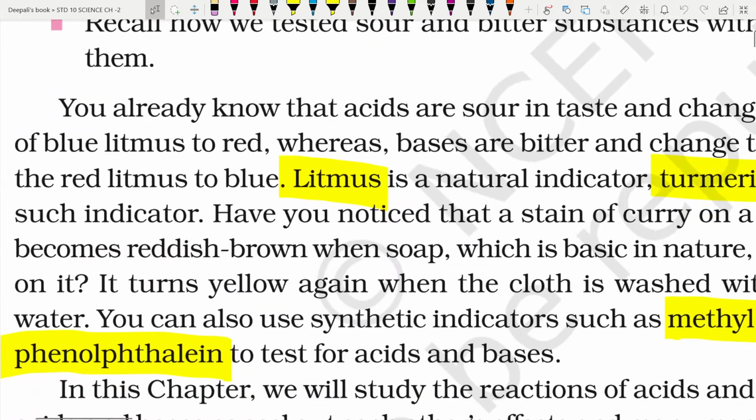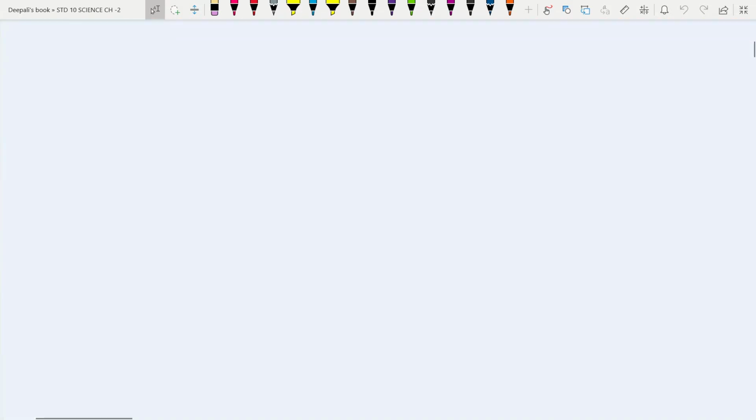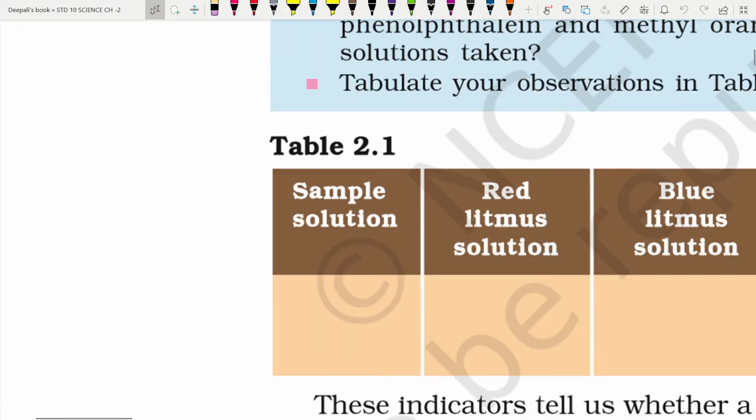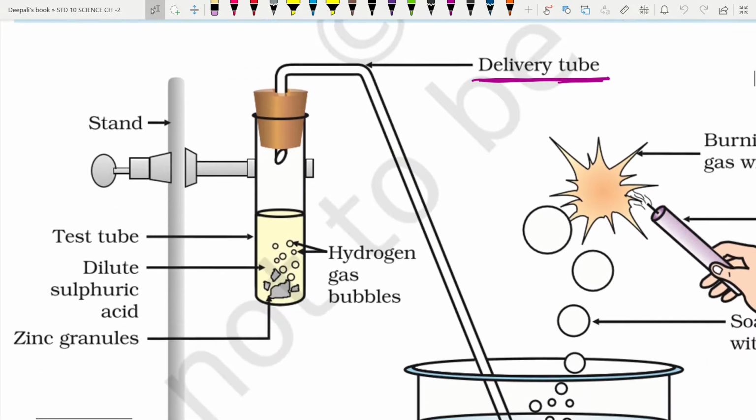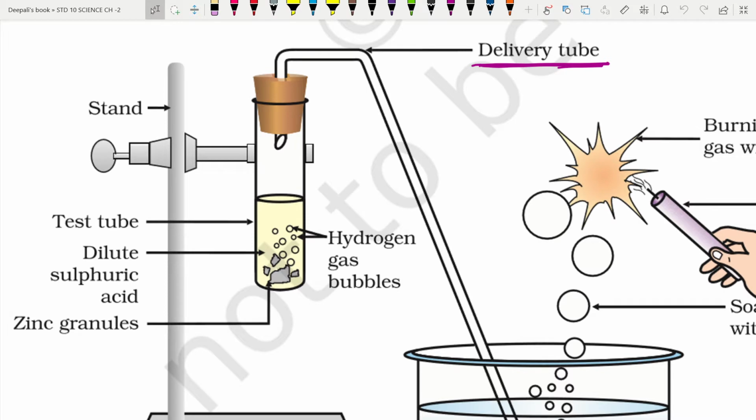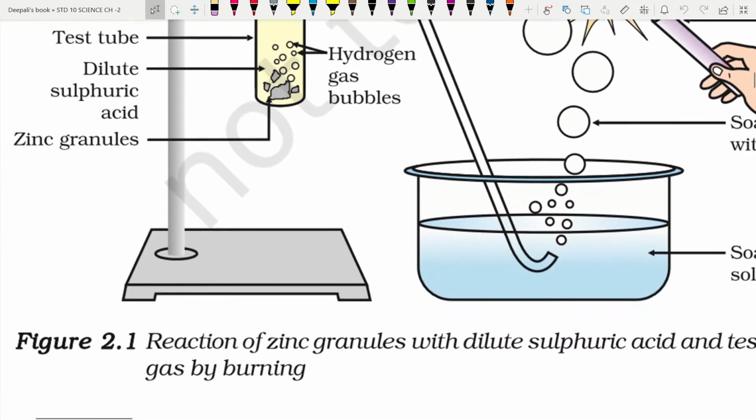Let us move to the next topic of this chapter. Now let us see what is common for all acids and bases.